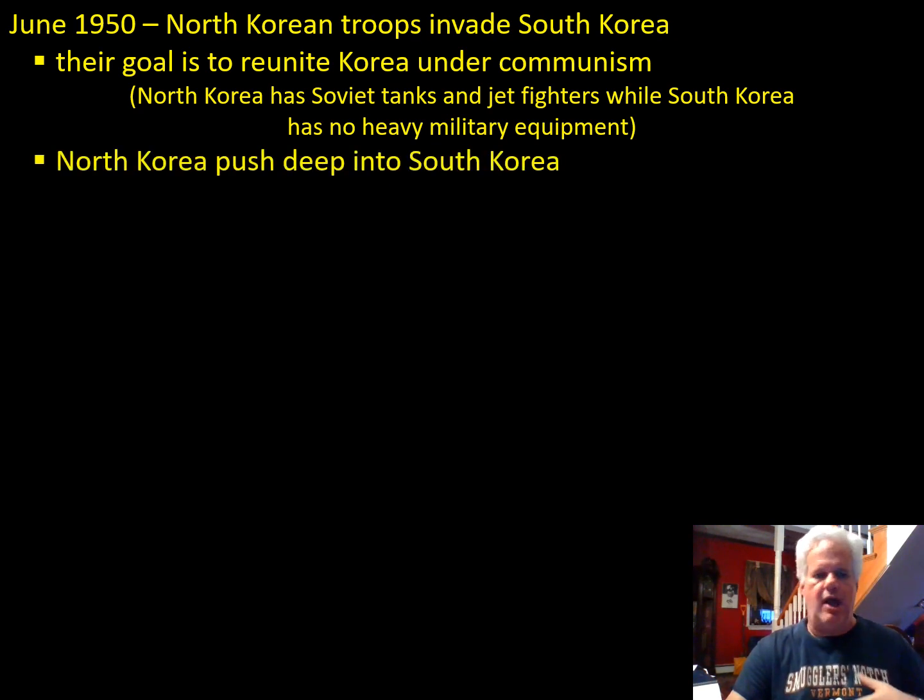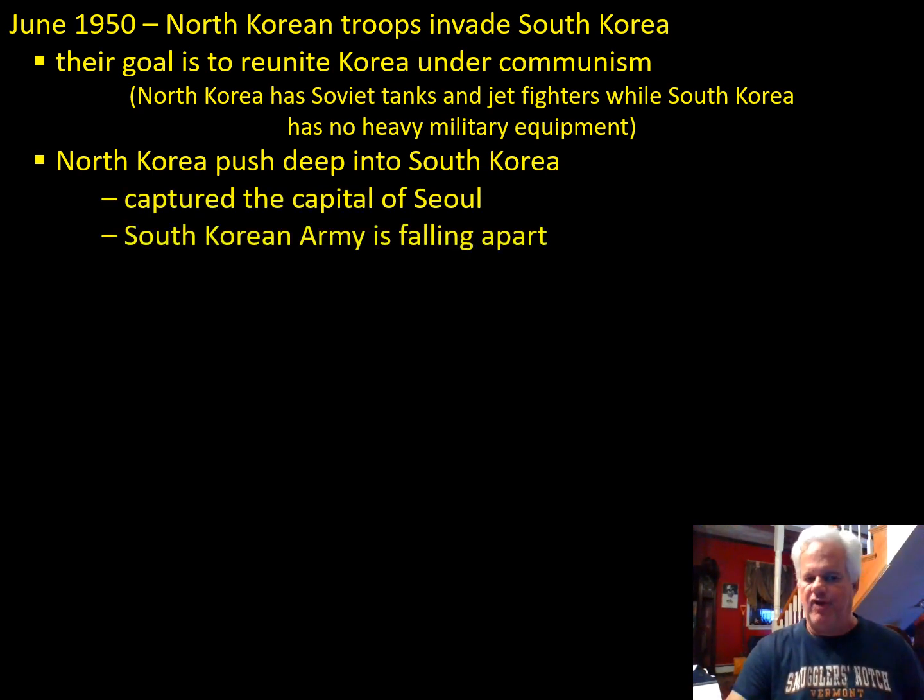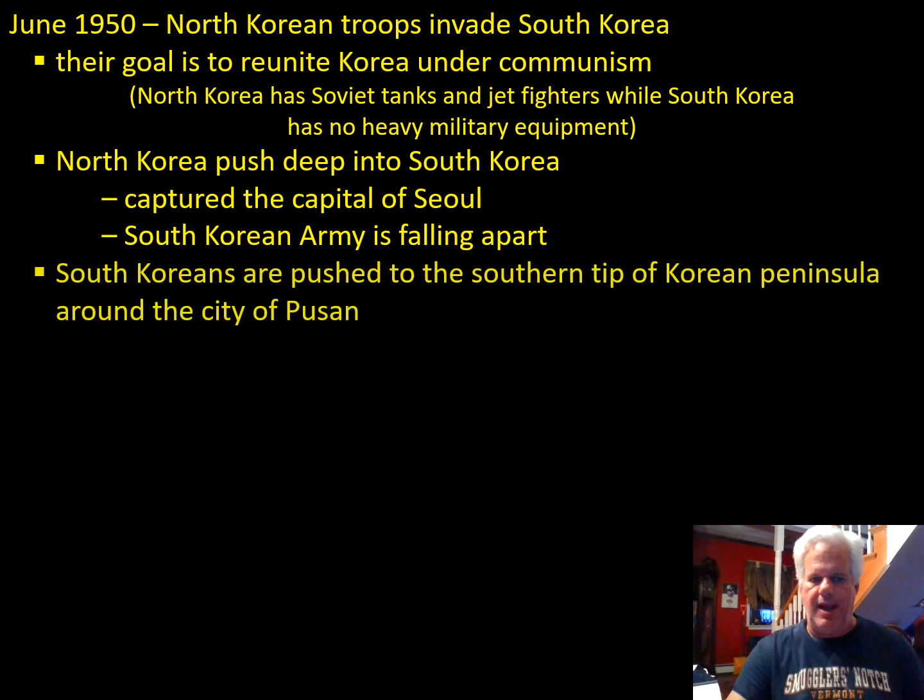The North Koreans push deep into South Korea. They capture the city of Seoul very quickly. The South Korean army is falling apart. There are desertions and so on, and it's just a disaster. They get pushed to the very southern tip of the Korean peninsula, around the city of Busan.